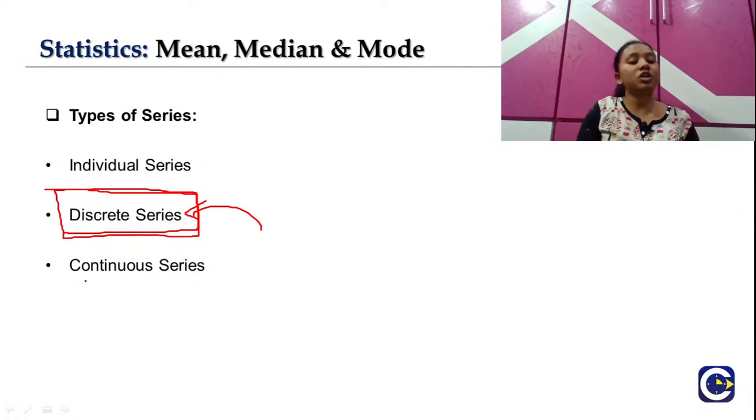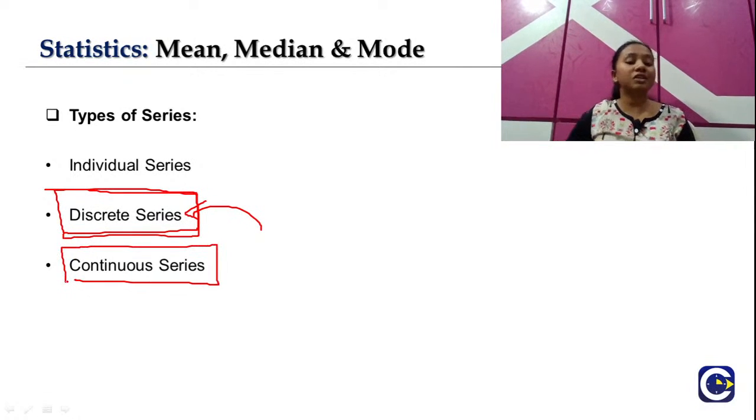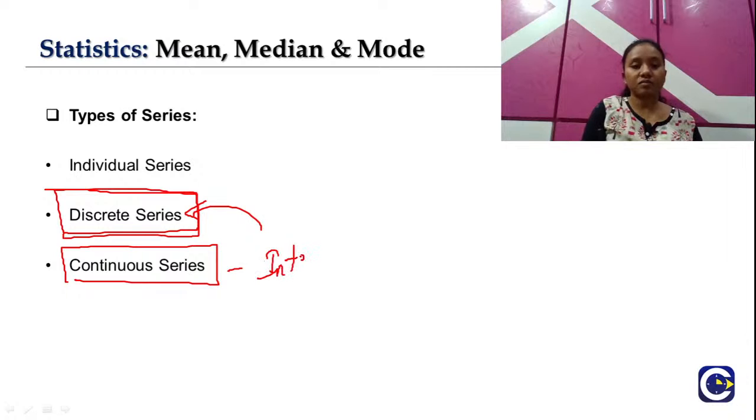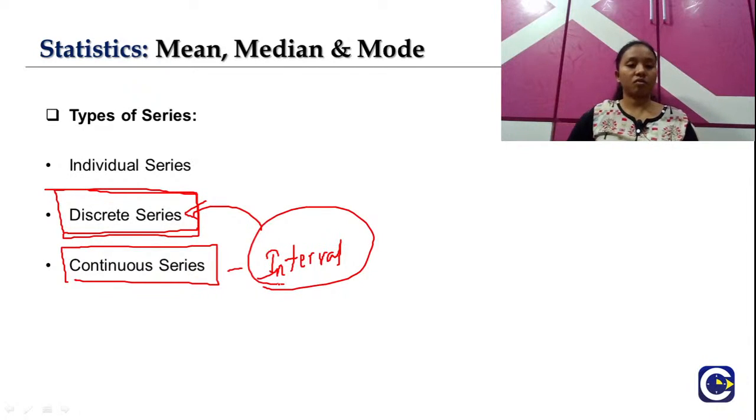Then what about continuous series? What is the difference here? Do you have any idea what a continuous series is? This is very easy, guys, you are all familiar with that. Have you heard of intervals, with respect to the data given in the form of intervals?